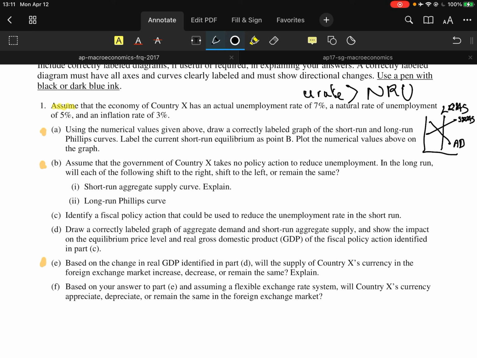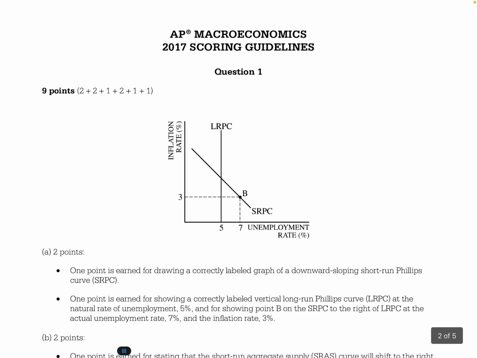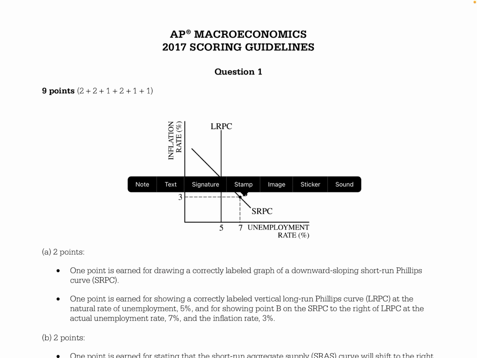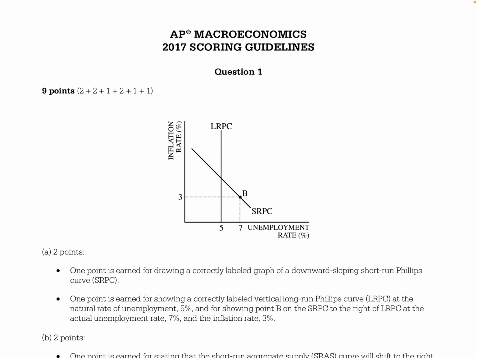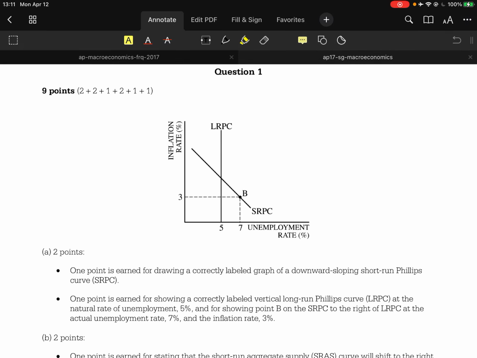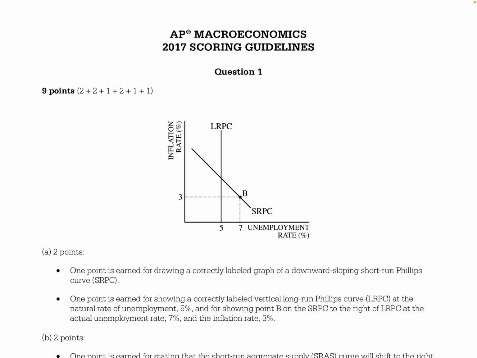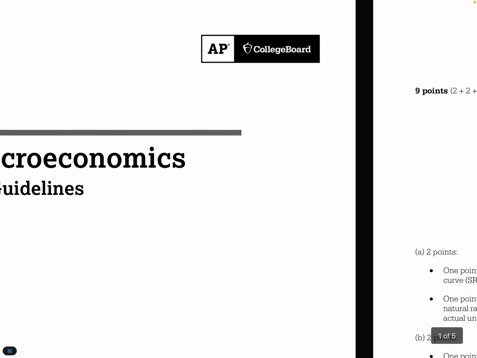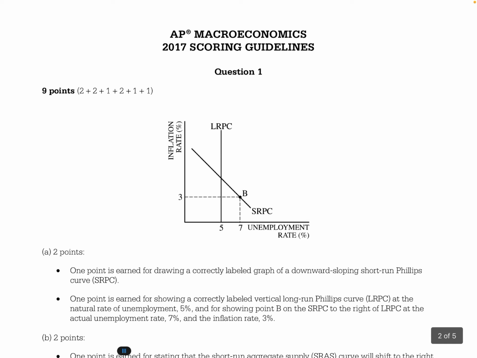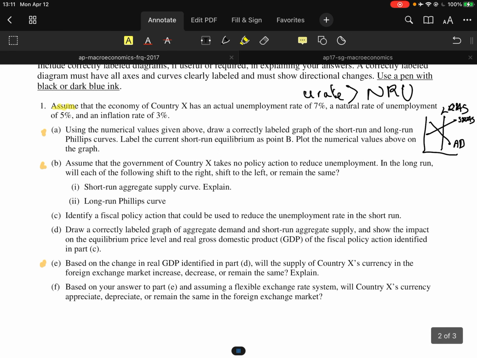So we need to mirror this in the Phillips curve land. We need a point of 7% that is greater than the NRU. So jumping to the conclusion, you'll notice that B is to the right of LRPC. So the unemployment rate is 7%, which is greater than 5%. So point B is plotted to the right. And then the y-intercept is 3, which is the inflation rate. So inflation rate goes here on the vertical axis and unemployment on the horizontal axis. Okay. Make sure that you again use numbers like they showed in the answer.